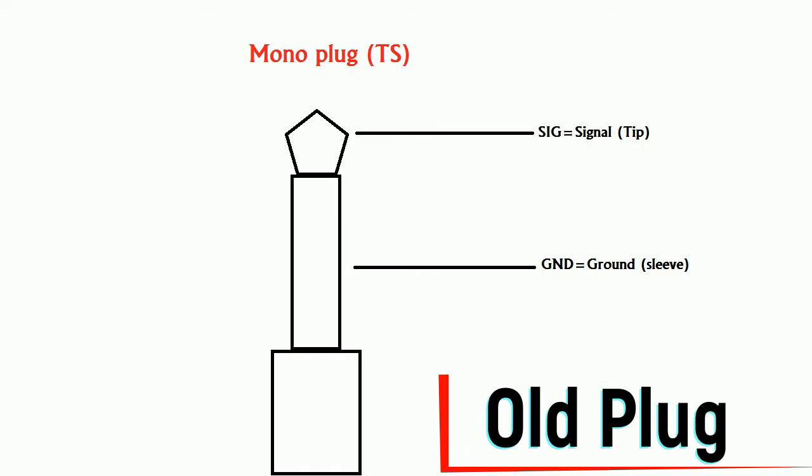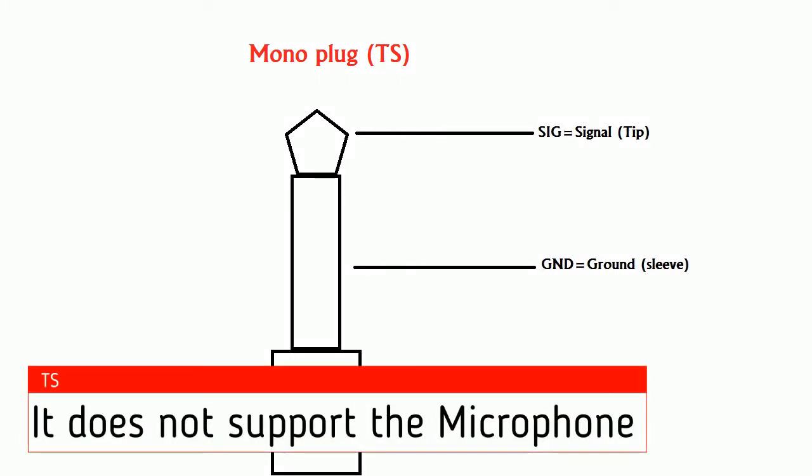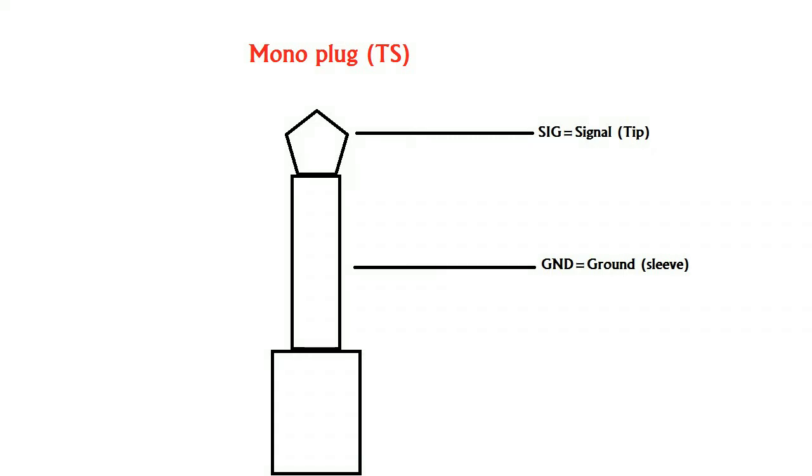It is an old headset plug, and it has a two-part signal and the ground. The signal is also known as the tip, and the ground is also known as the sleeve. It does not support the microphone because it has only two poles, signal and ground.